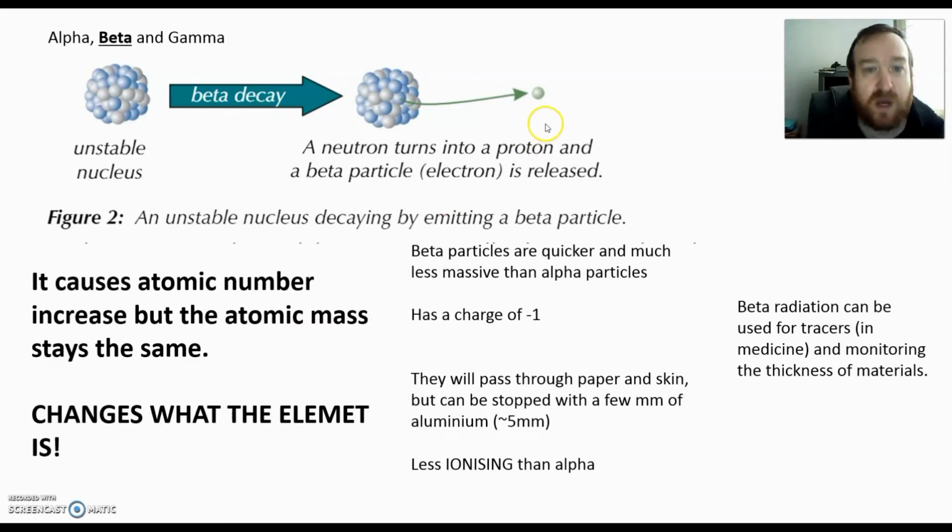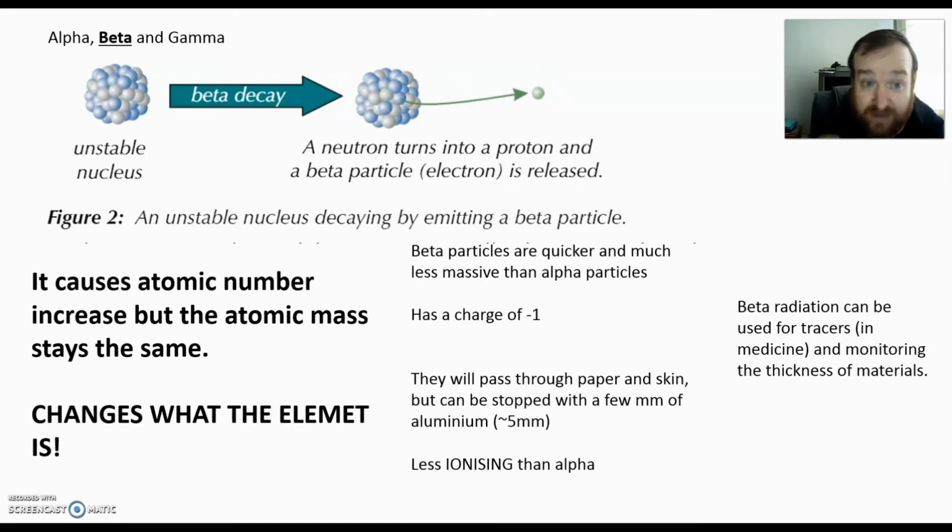Beta particles are an electron. Okay, similar picture. I've got an unstable nucleus. It undergoes beta decay, and a beta decay is when a neutron changes from being a neutron into a proton and an electron. So it flips. Okay, so if you notice in the picture here, this is my neutron, and it flips colour into a blue, and it becomes a proton.